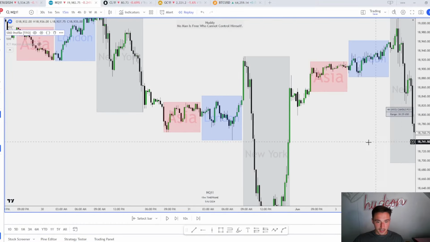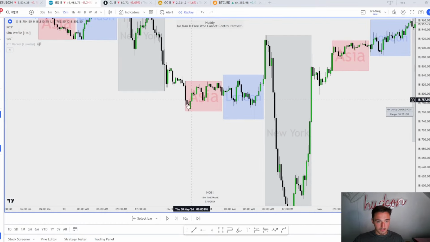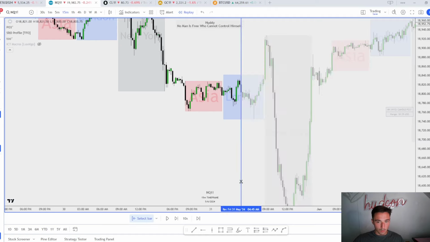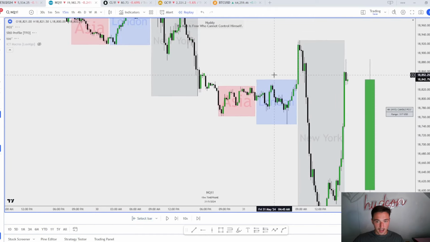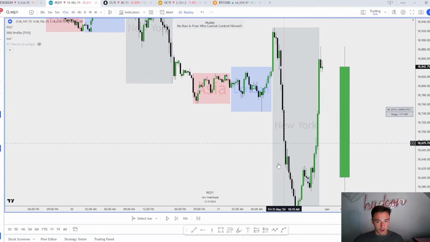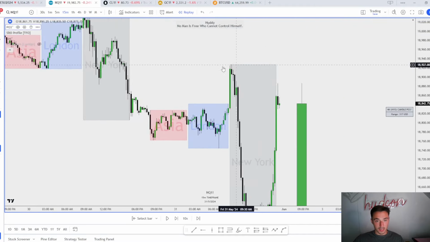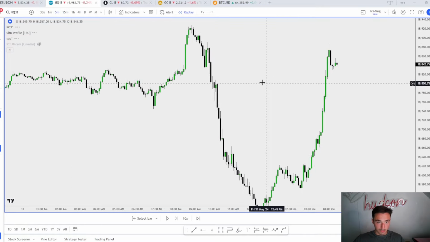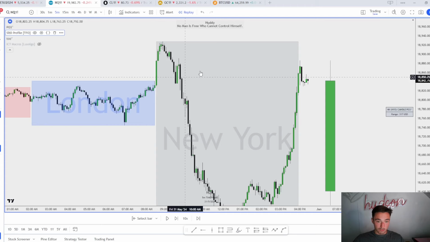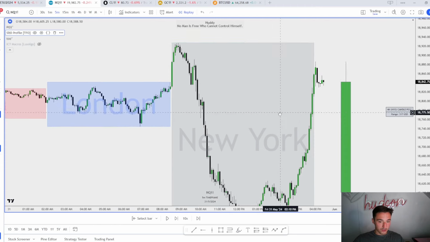Right here, what do we see? London takes out the high of Asia, low of Asia. What does New York do? We take the high as soon as we open up, and then we go the whole way down and take the low. Then we form a low down here and just blast off to the upside, right? We don't quite get to this high, but seek and destroy, you can predict, hey, we might return up here or back to equilibrium of the range and chop out, right?